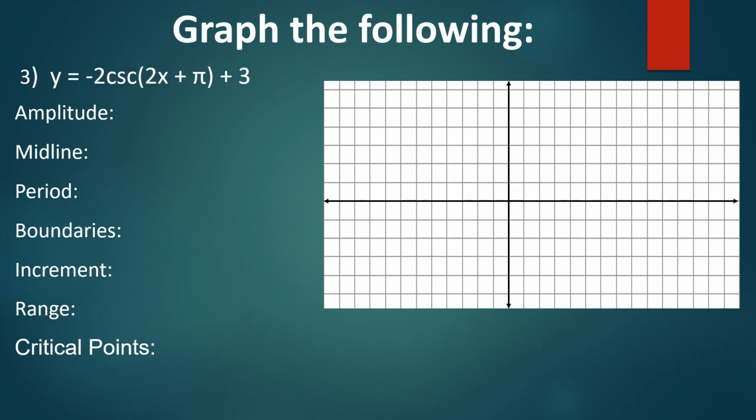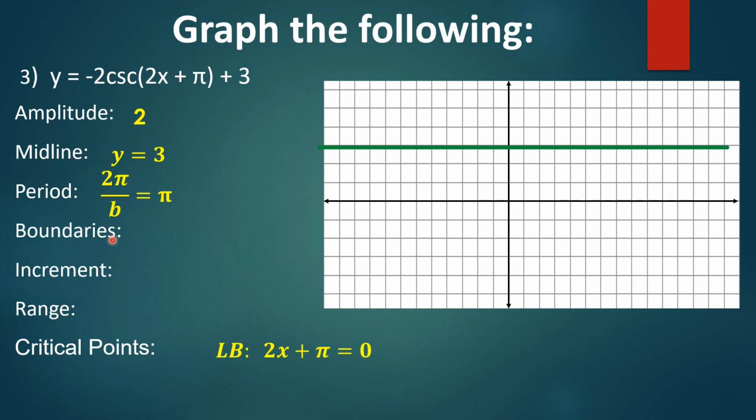Example 3, y equals -2 cosecant of 2x plus pi plus 3. Again, this is the reciprocal of our sine function. Amplitude's the same, midline's the same. Once you know it, graph it at y equaling 3. That amplitude's 2. Your period for this one is changed. There's a 2 in front of the x, so our period 2 pi over b simplifies to give us pi. So it's half the distance it would normally be.